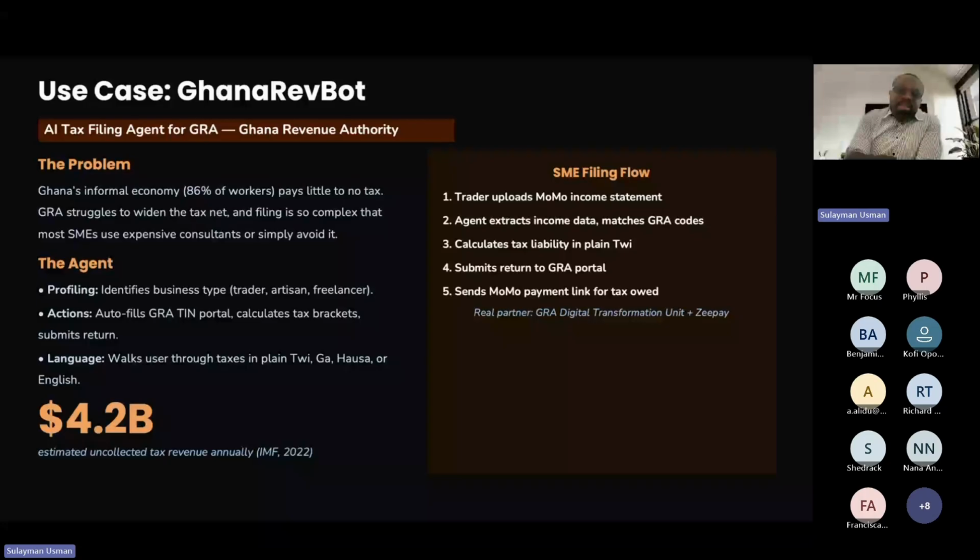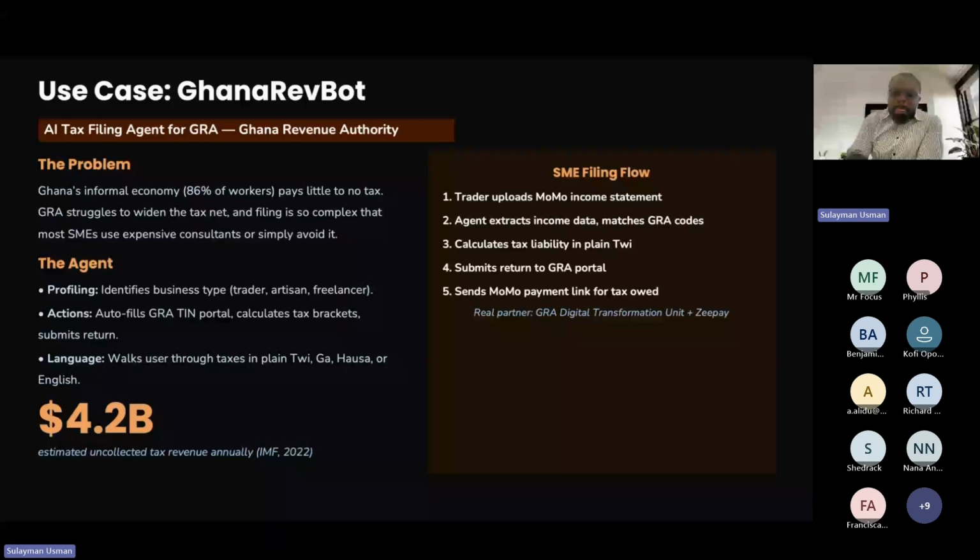Then because you're in the system, now you can go to the GRA app and report that, okay, this is how much I made and this is how much I'm paying in taxes. And all this can be done through whichever agent or through the app, however it's structured.